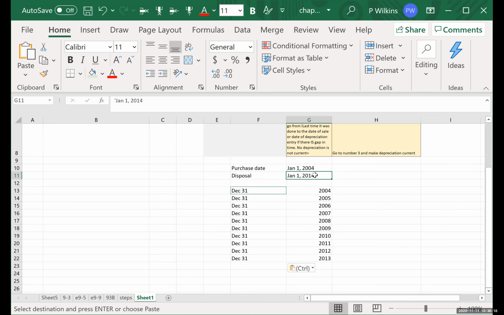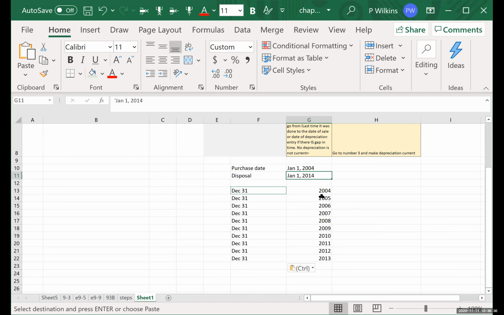So we're selling it on January 1, 2014. Okay. So is there a gap in time? No, there's no gap in time. We went directly from December 31, 2013, and we sold it on January 1, 2014. Does that happen in the real world? No, but they're doing this first problem for us this way just to make it easy.